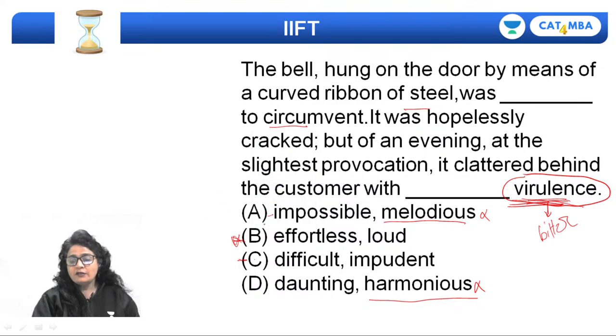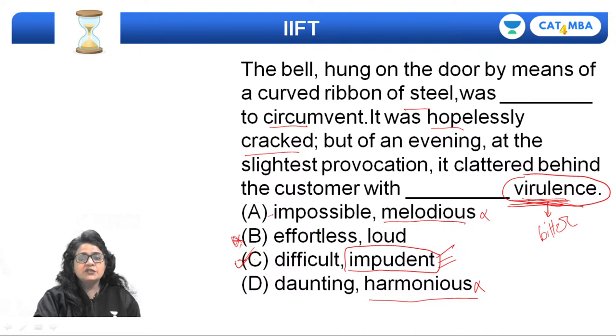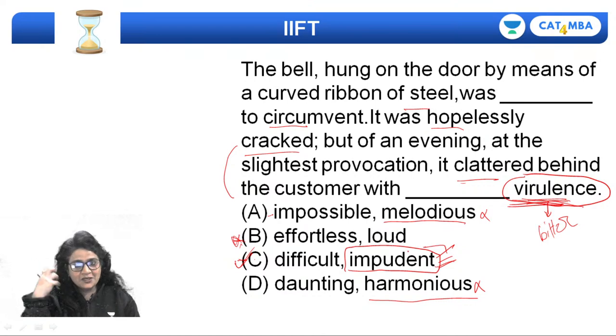Yeah, so that is why B is not there, because you are possibly talking about it was hopelessly cracked and that is why it was difficult to move. Right? So answer is C. So though it was a fluke, but yes, answer is C. Impudent is rude, difficult to obey. Somebody who does not obey, unruly, rude, obnoxious. So here if you say impudent virulence, this bell is not listening to anybody. Uncontrolled, does not obey, cannot be ruled. So that way this word has been used for a bell, which on the slightest provocation clattered behind the customer with impudent virulence. It was not listening, okay, the bell kept ringing.